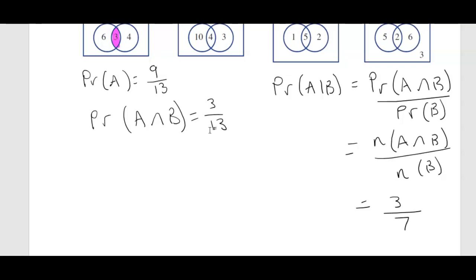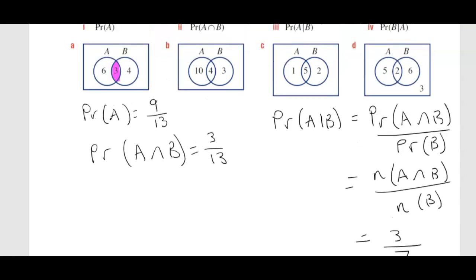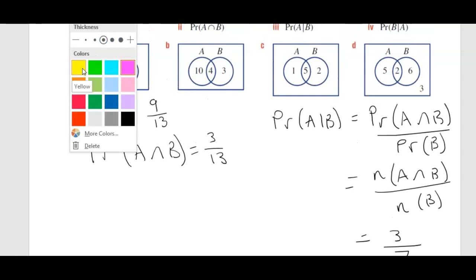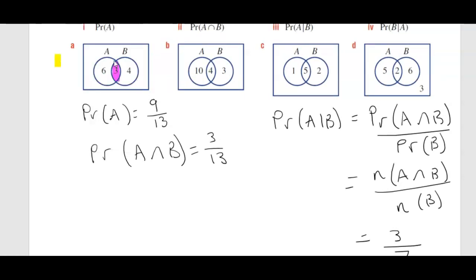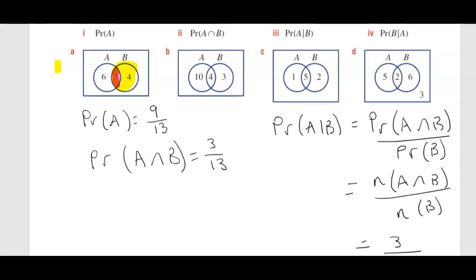So effectively, I might just do a different color. We want all of B. So we want the probability of A given it's a part of B. The 3 is all that's a part of both B and A. So it's going to be 3 over 7. Let me just erase that because it's a little bit messy.